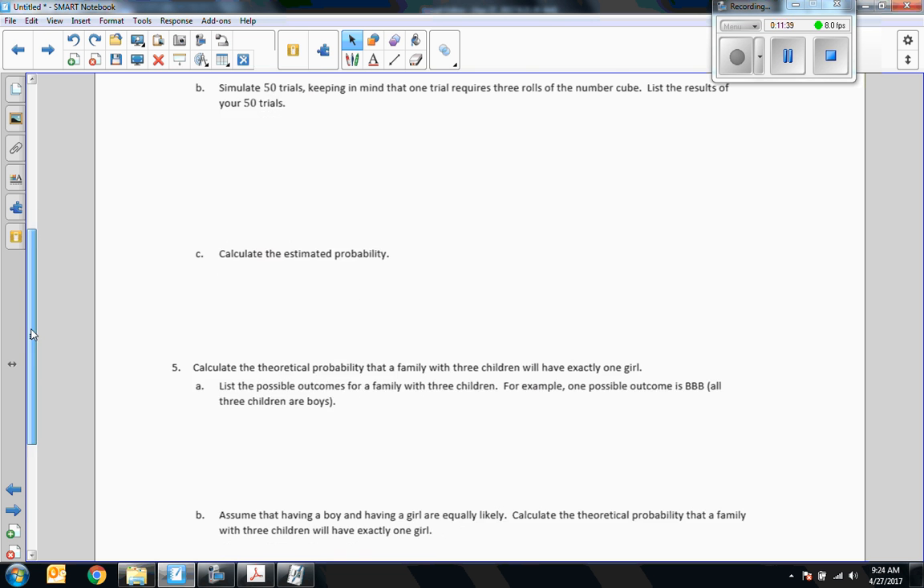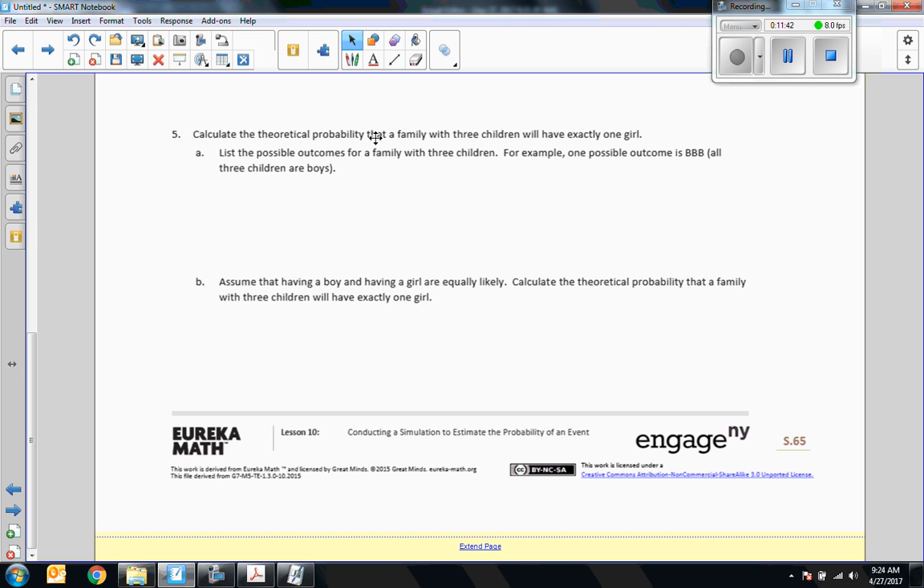Okay, so I'm going to move on now. Number 5: calculate the theoretical probability that a family with 3 children will have exactly 1 girl. List all the possible outcomes for a family with 3 children. For example, one possible outcome is BBB, all 3 children are boys. So we need a sample space, and that would be boy, boy, boy, or boy, boy, girl, or boy, girl, boy, or girl, boy, boy.